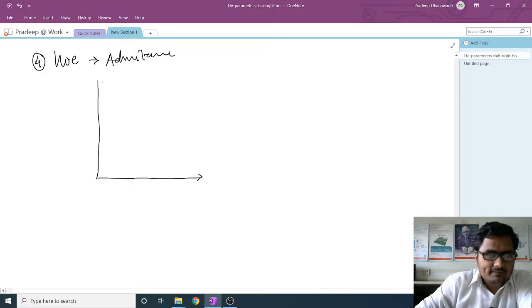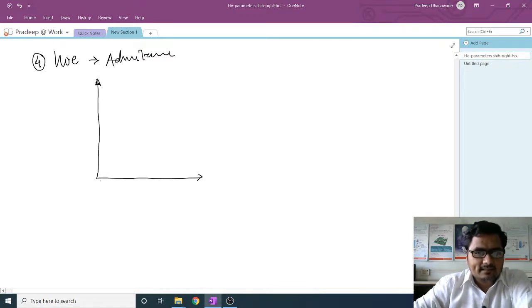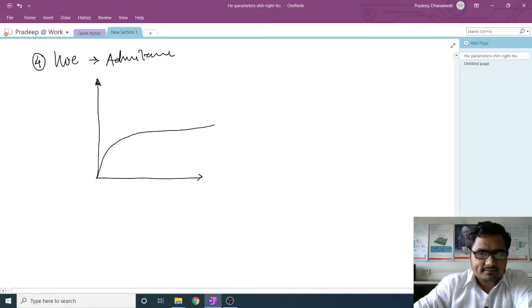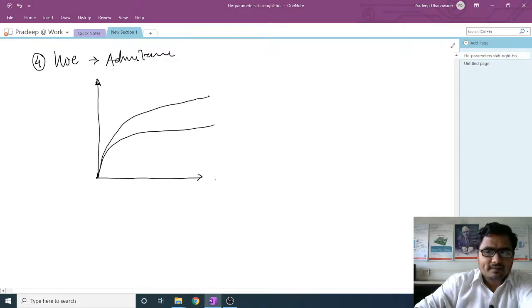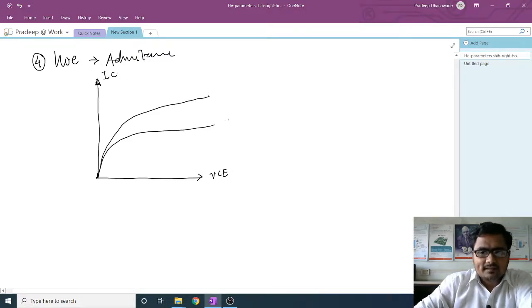With the help of, now it is which characteristics, input or output? Yes, it is an output characteristics. So let me draw two graphs for the output characteristics. Look at this. Now it is an output characteristics. It means this is VCE, and what is there on the y-axis? This is IC. So this is IB2 and this is IB1.